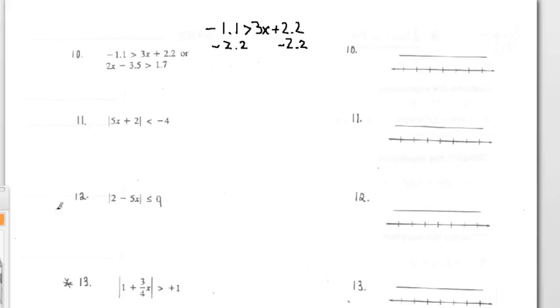And we have some cancellations right there, and we are left with 3x. I'm kind of reading from right to left here. Positive 3x is less than negative 3.3, and then dividing both sides by 3, we get x is less than negative 1.1. There should be a less than sign. Okay, so that's our first condition.